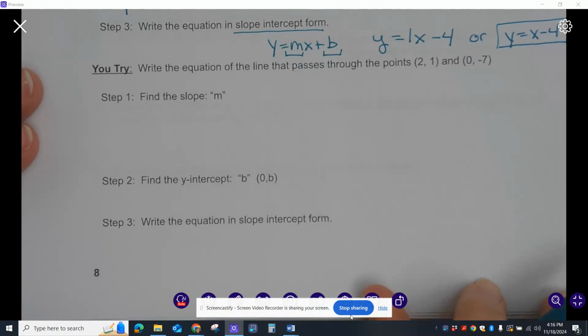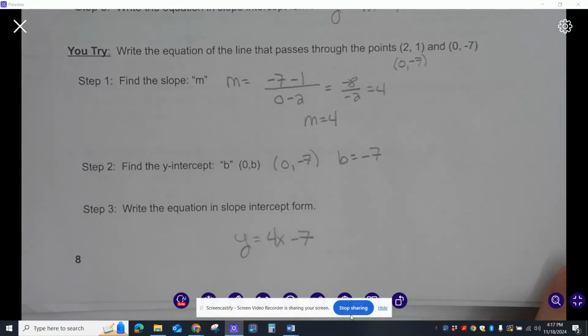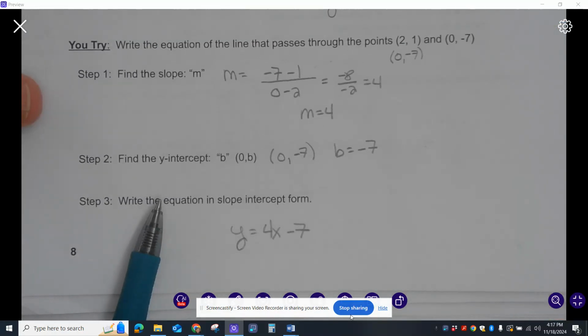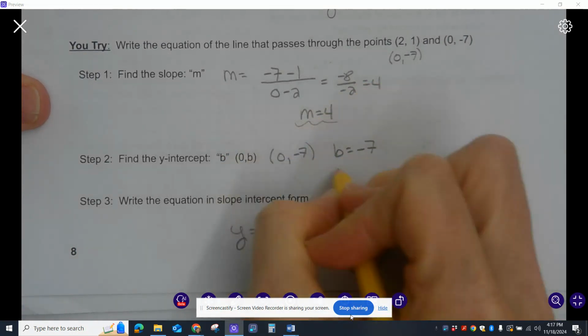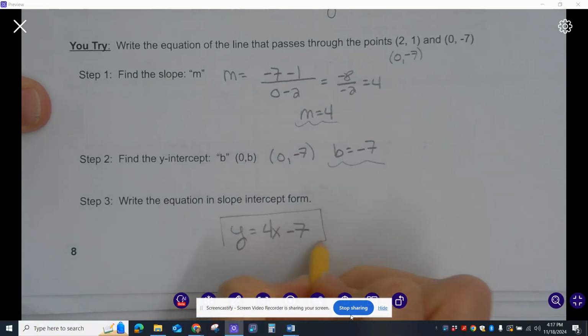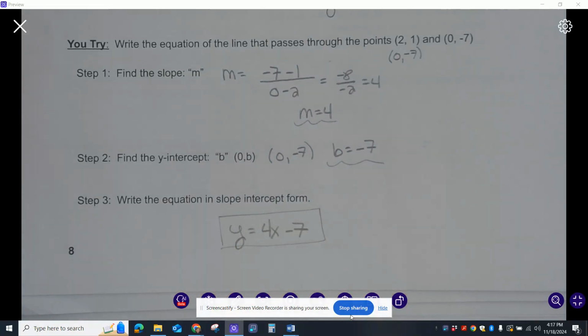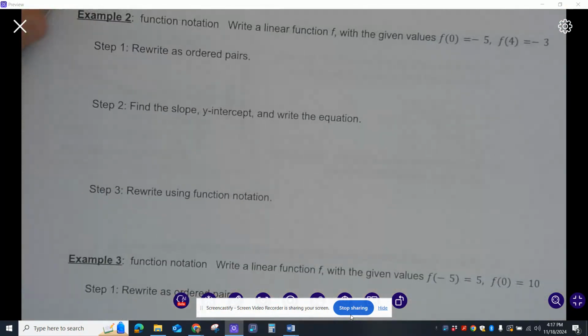So this one is for you to try. So I would like you to pause the video and try this one. Okay, hopefully you paused and tried it. If you did, this is what you should have gotten. You should have gotten a slope of 4, a y-intercept of negative 7, and that is your equation, 4x minus 7. Okay, let's do another one.